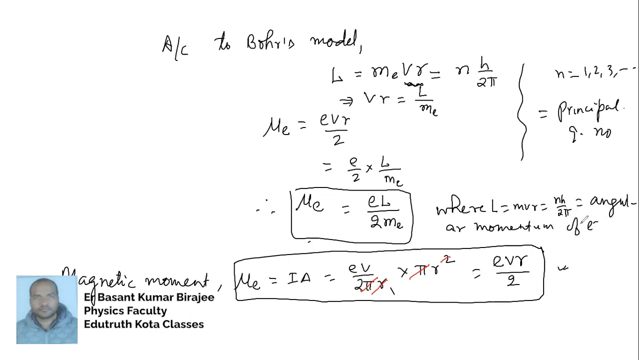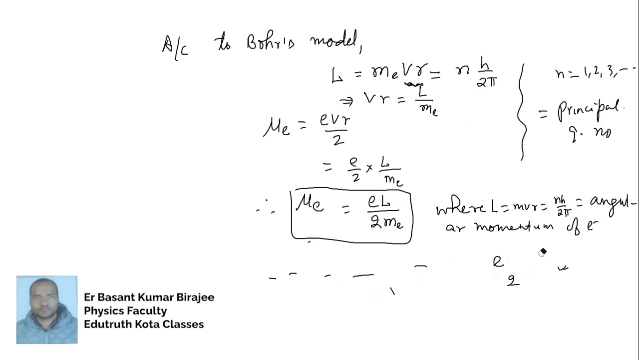If you know the principal quantum number, then you can simply calculate L from nh by 2 pi. Where h is Planck's constant.